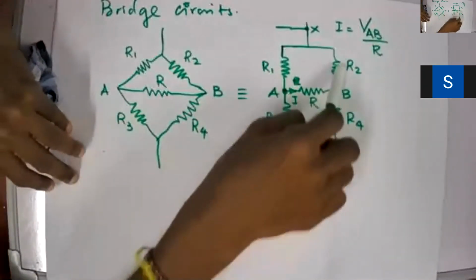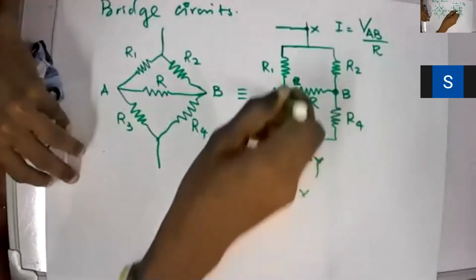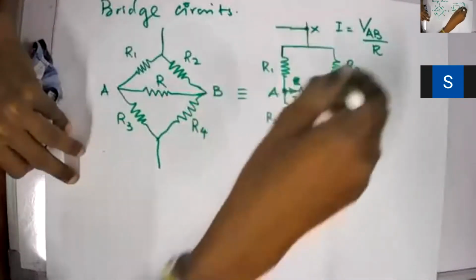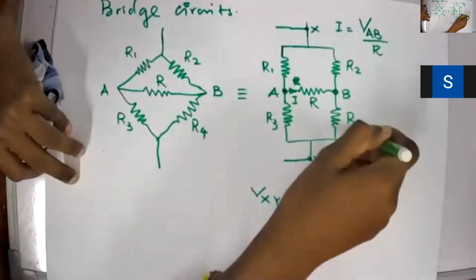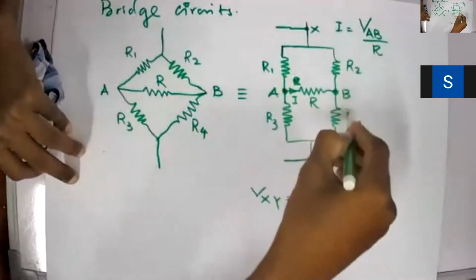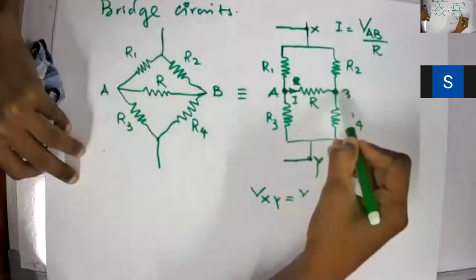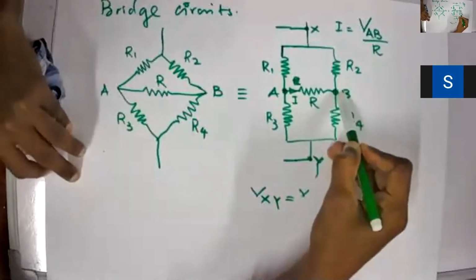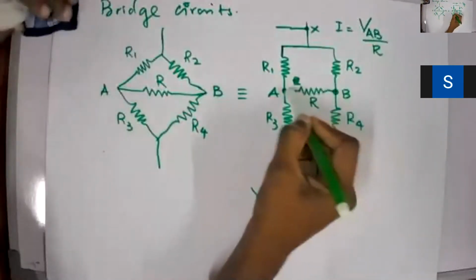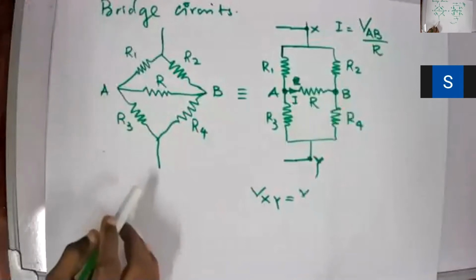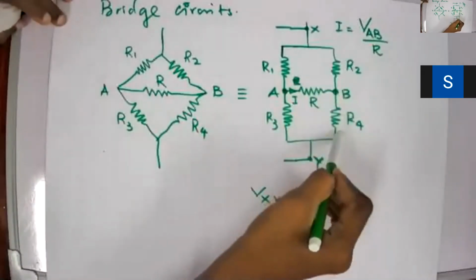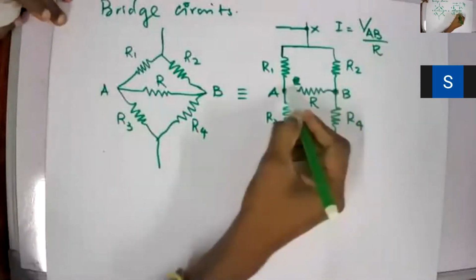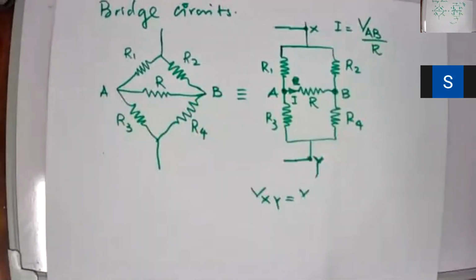So there are two potential dividers. VA and VB depend on R1, R3 and R2, R4. So if the circuit is balanced, which means the voltages at A and B are equal, there will not be any net current flow through this resistor, the bridging resistor. There are two potential dividers bridged by a single resistor. Clear? Right. Now, let's see the calculations.